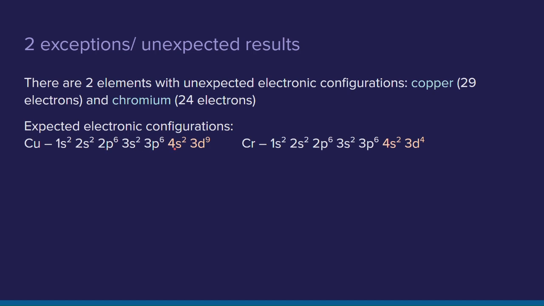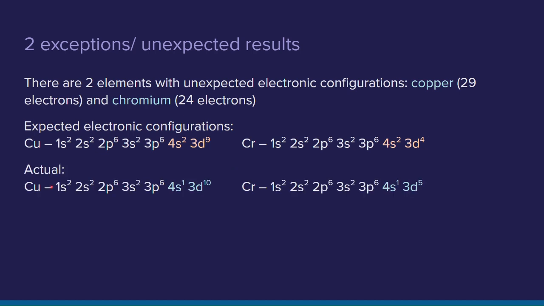1s2, 2s2, 2p6, 3s2, 3p6, 4s2, 3d9 for copper, and 1s2, 2s2, 2p6, 3s2, 3p6, 4s2, 3d4 for chromium. That's probably what you said. But the actual is 1s2, 2s2, 2p6, 3s2, 3p6, 4s1, 3d10 for copper. That's unusual. And then for chromium, it's 1s2, 2s2, 2p6, 3s2, 3p6, 4s1, 3d5.